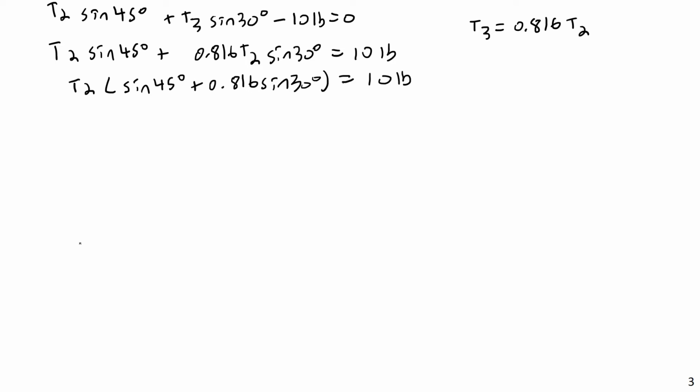So I'm going to take everything in this expression, the sine 45 plus 0.816 times sine 30, and just get a single ugly number. So sine 45 plus 0.816 times the sine of 30, and I get 1.115 times T2 is equal to 10 pounds. And this T2 is 10 divided by that. T2 is equal to 8.966 pounds.